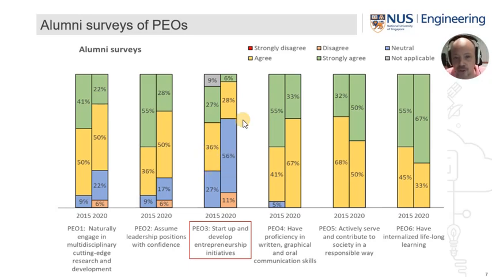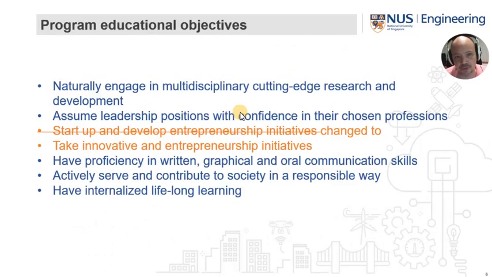However, 5 years later in 2020, only 34% strongly agree that they have achieved this PO. And that's one of the reasons why we have evaluated this, and we have decided to tone down, if I go back to the previous slide, from startup and develop entrepreneurship initiatives to take innovative and entrepreneurship initiatives.